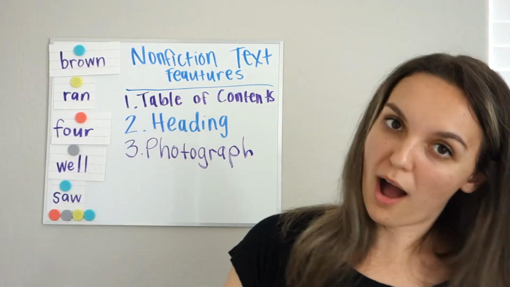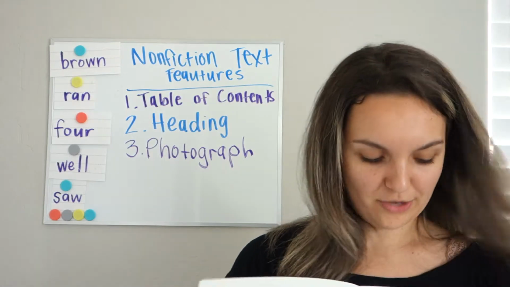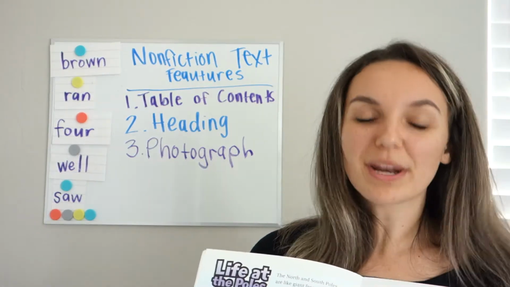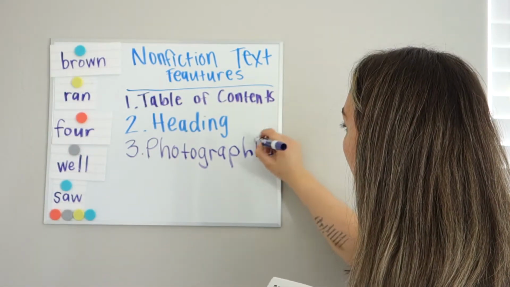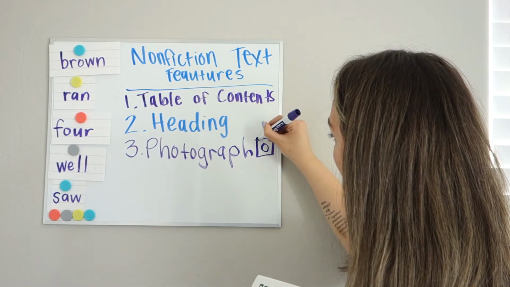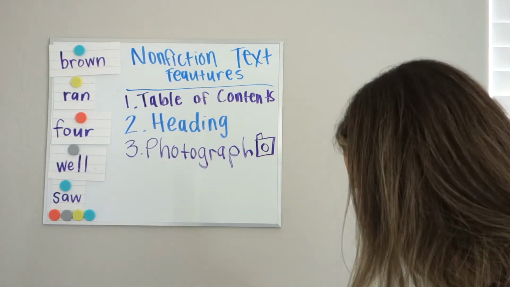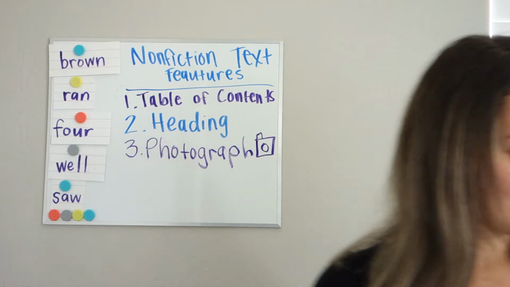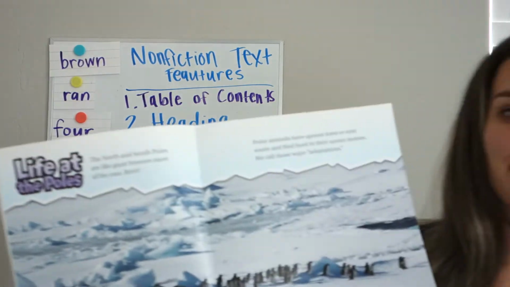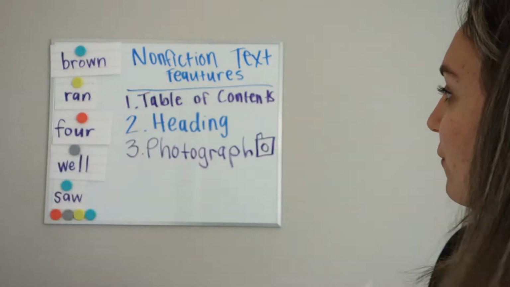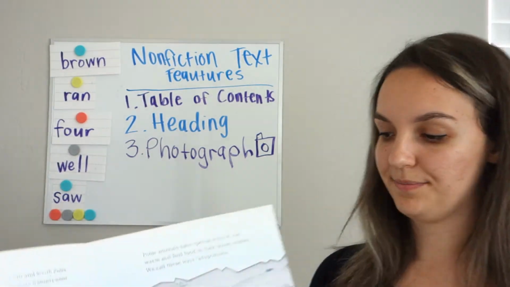Now, do we draw photographs? Somebody draw this? No, somebody took it with a camera. So I'm actually going to draw a picture of a camera. So if you want to draw a picture of a camera, that is totally fine. That's a great idea. All right, let's keep reading and see if we can find any more text features. So far, we found 3.